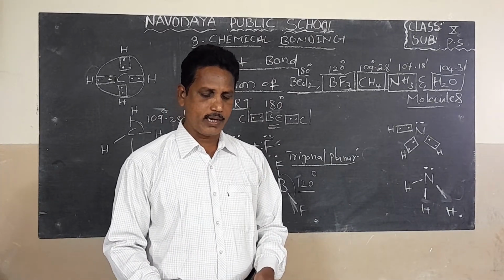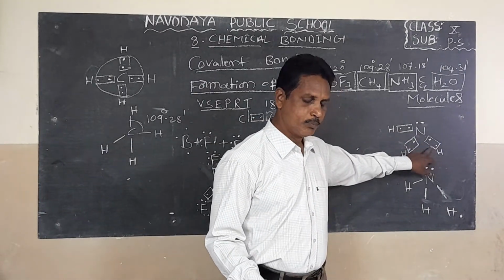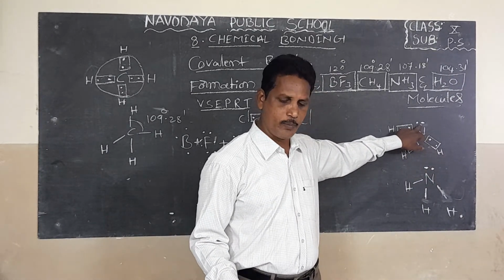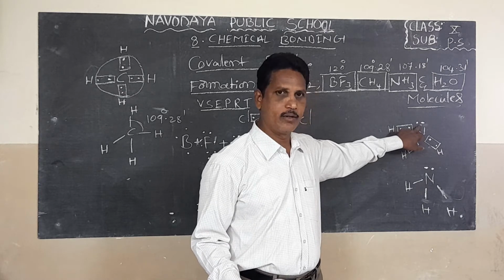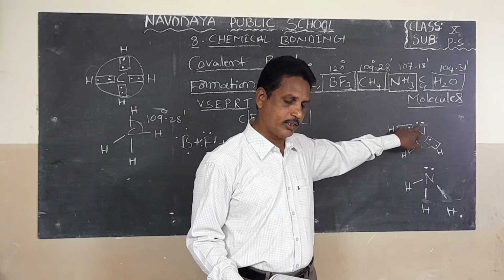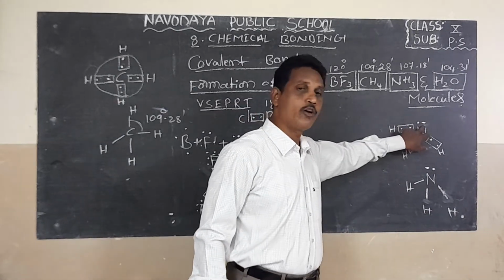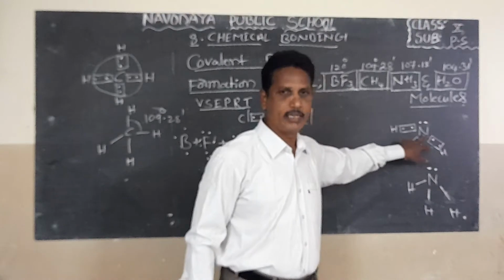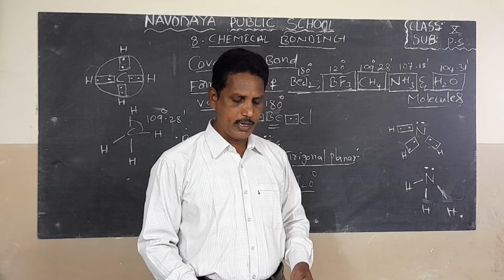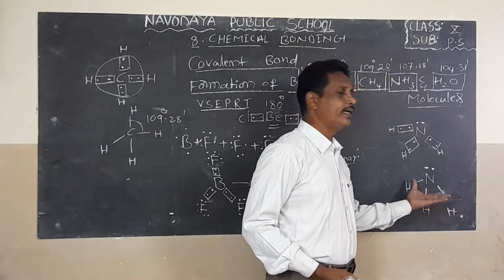Fourth point: if there are 3 bond pairs and 1 lone pair, these are the 3 bond pairs, and this is the 1 lone pair. These 2 electrons are 1 lone pair. Lone pairs are called unshared electron pairs. The lone pair occupies more space around the nucleus of the central atom, that is nitrogen. The remaining 3 bond pairs come relatively closer in the NH3 molecule.